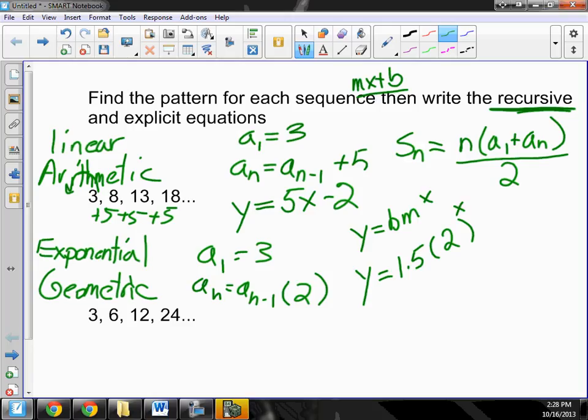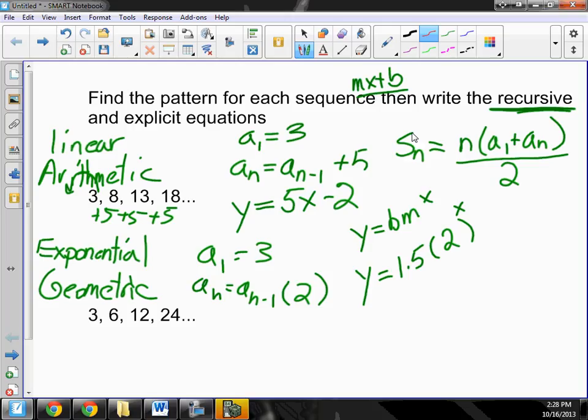Okay? Brooklyn, you all right so far? Yes? Yeah, anytime you multiply by a common ratio, it's an exponential function, and the sequence is called a geometric sequence. Yeah, good. That's a good question.